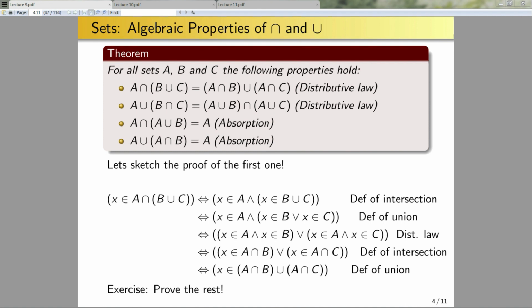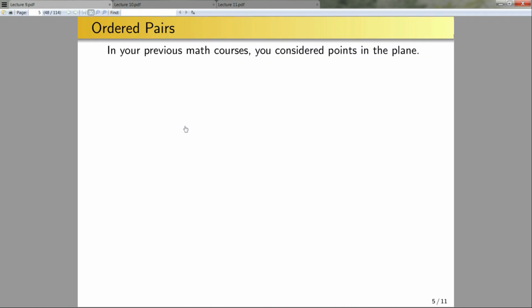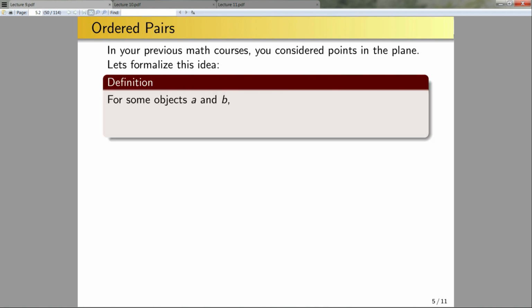So now on to something completely different, ordered pairs. In your previous math courses, you considered points in the plane, something like x comma y, or maybe x comma y comma z. Those are examples of ordered pairs. So let's give a formal definition. For some objects A and B, they could be real numbers, they could be integers, they could be cats and lawyers.